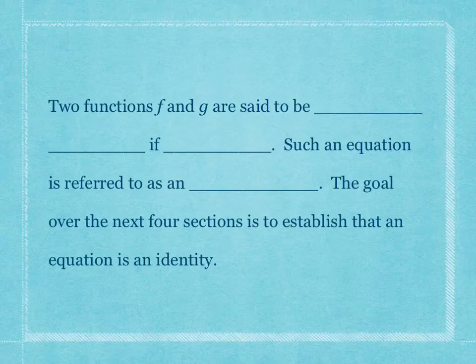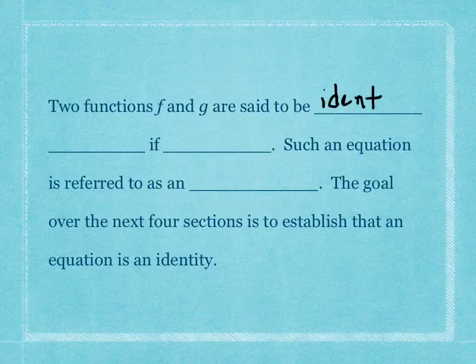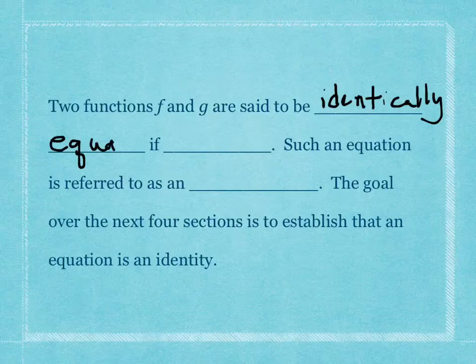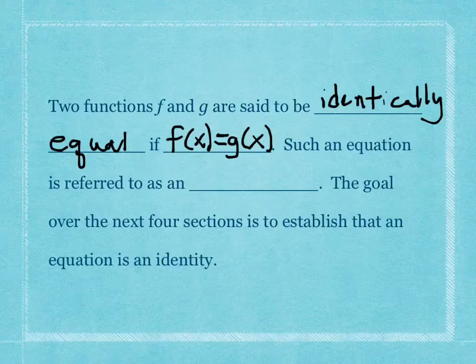So we have two functions, f and g, and they are said to be identically equal if f of x equals g of x. We could put in here, for all x, but that's understood. If I tell you f of x equals g of x, it means everywhere. Such an equation is referred to as an identity. And the goal over the next four sections is going to be to establish that an equation is an identity.